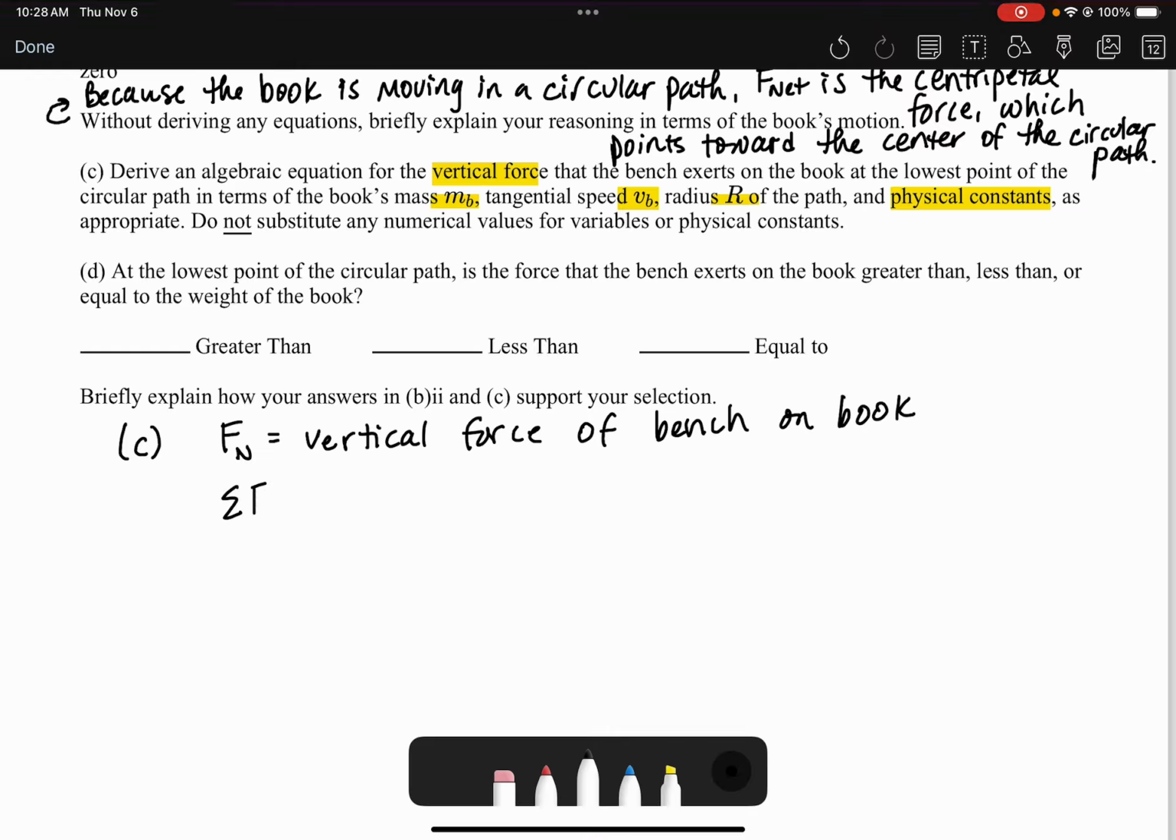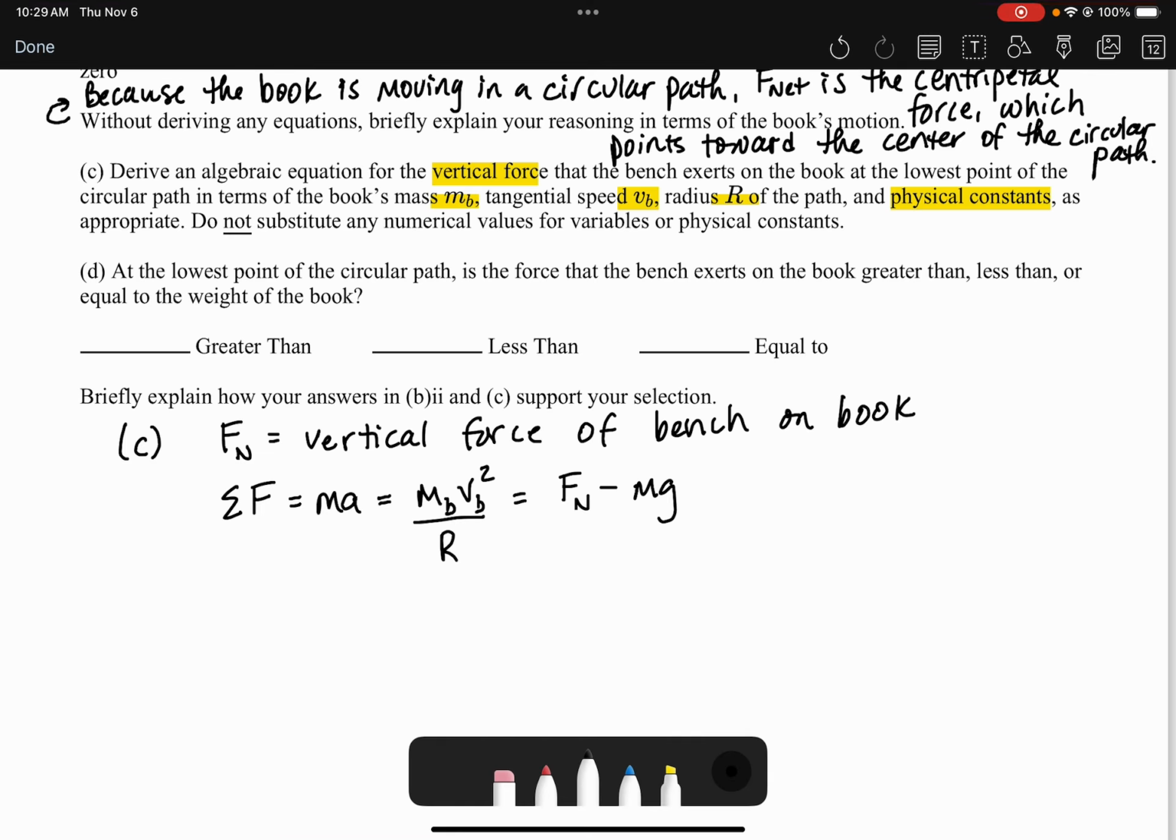So the sum of the forces on the book is going to add up to equal ma. And this is going to equal, because the sum of the forces is the centripetal force, mv squared over r. And because AP gives us some little subscripts here, we're going to add that. So mass of the book, velocity of the book over r. What are those forces that are adding up to be the centripetal force or net force here? That's going to be normal force minus weight.